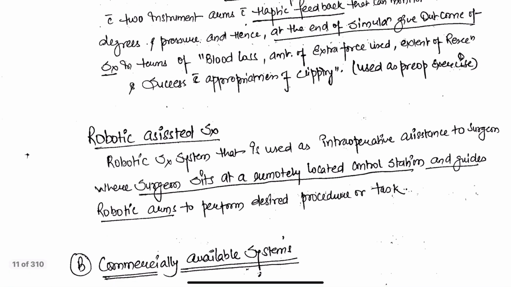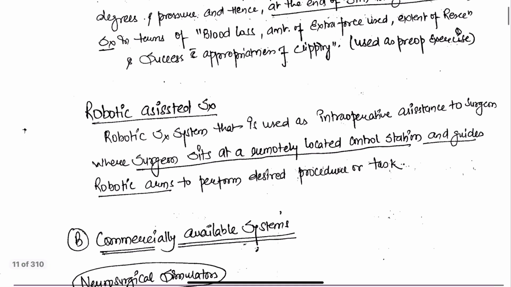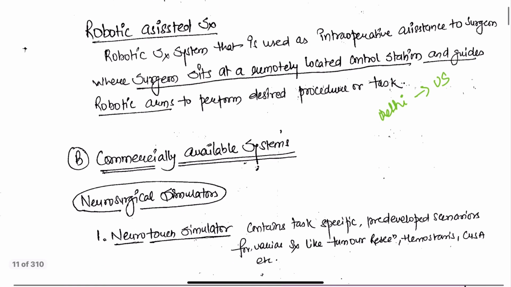Coming to robotic surgery. Robotic surgery is a system that is used as an intraoperative assistance to the surgeon, where the surgeon sits at a remote location, controls the station, and guides the robotic arm. Suppose you are sitting in Delhi and you want to operate on a patient in the US. It's not usually that far. You can also do it such that you are not in the operating theater with the patient, but sitting outside and controlling the robot. The robotic arms are then used to perform the procedure.